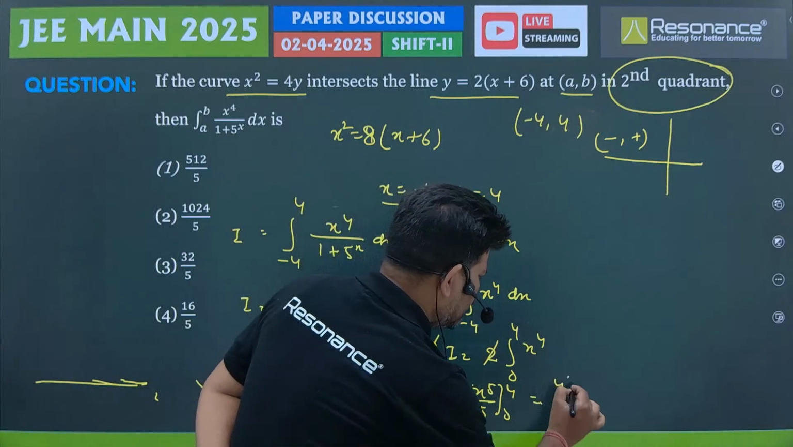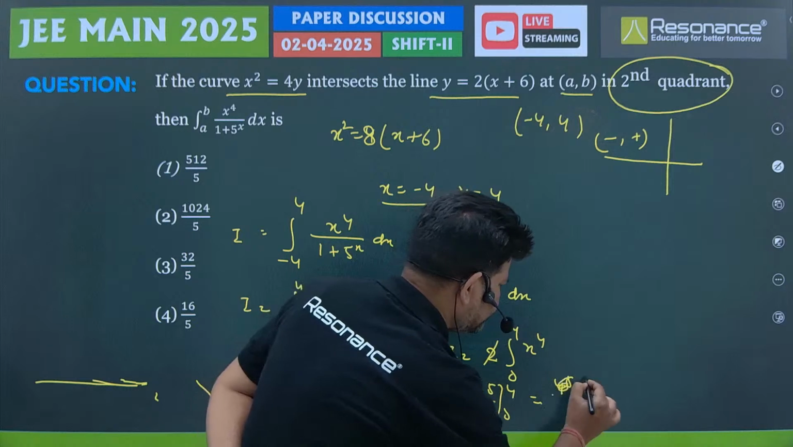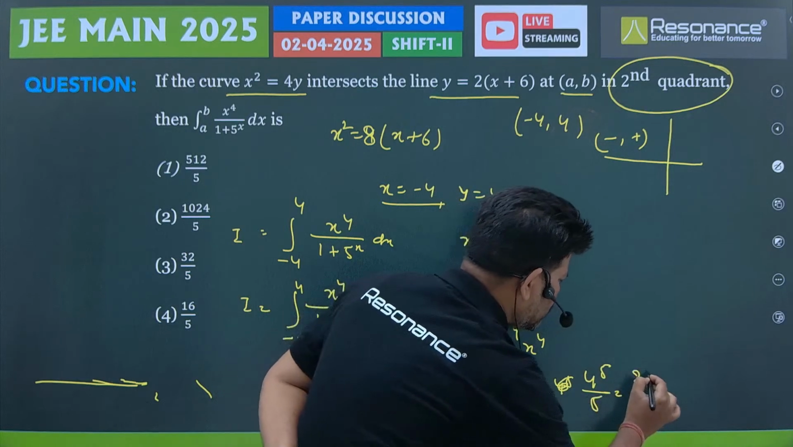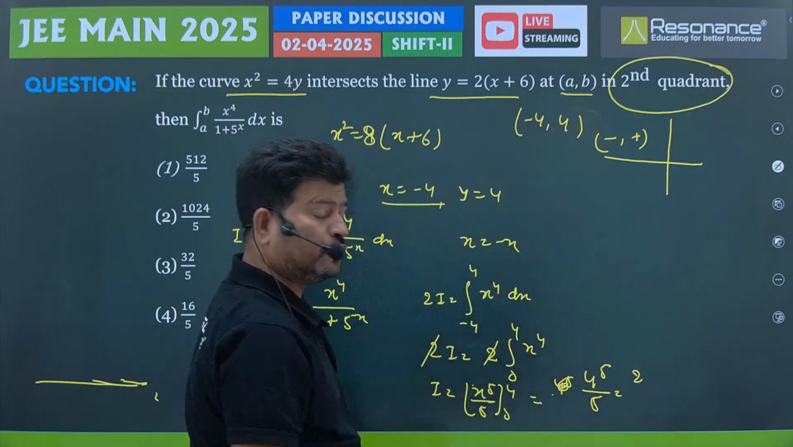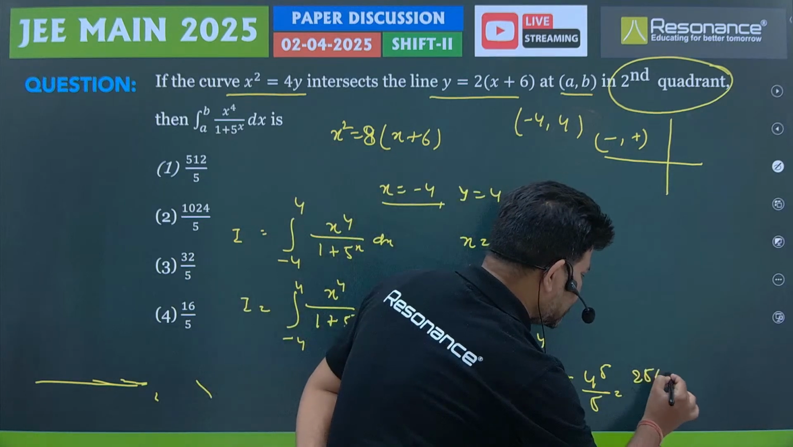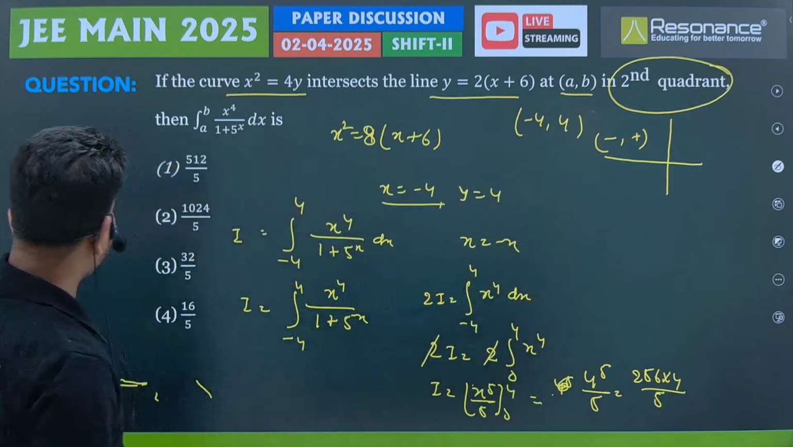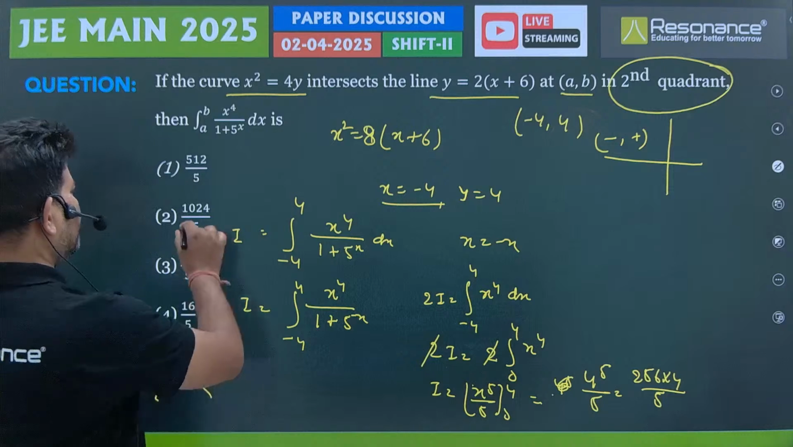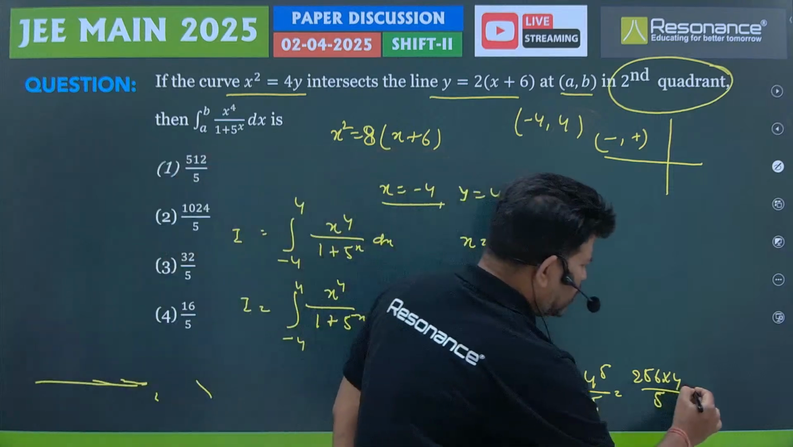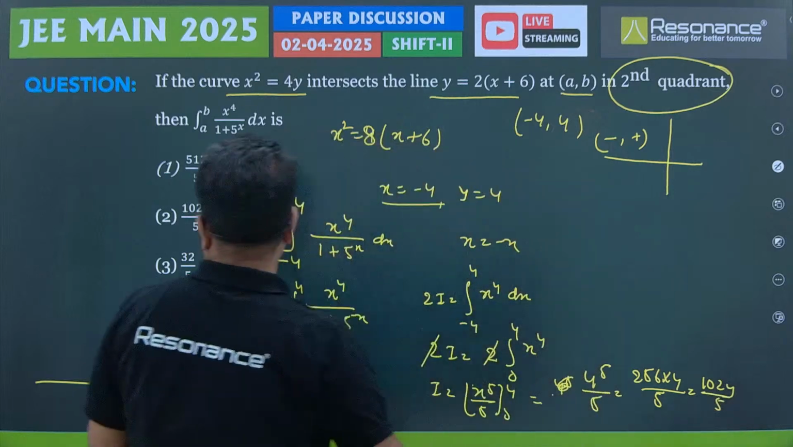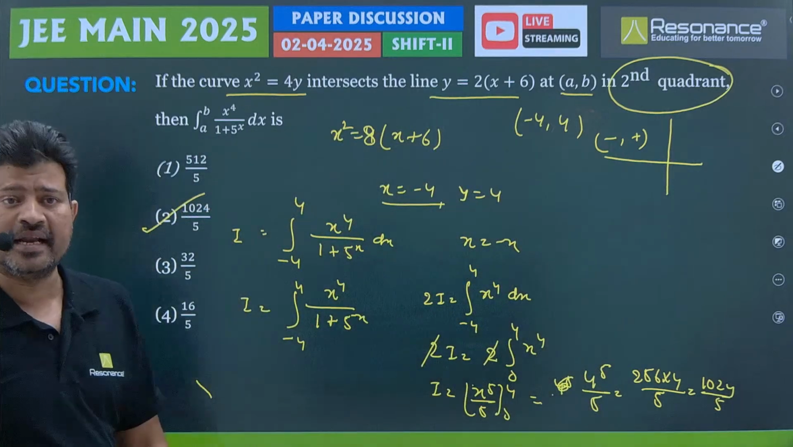So 4 to the power 5 by 5 means 256 into 4 divided by 5. How much will it approximately come? It will come 1024. So this value is 1024 by 5. So our second option is the correct option here.